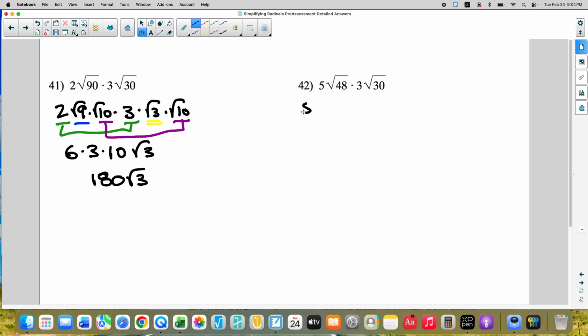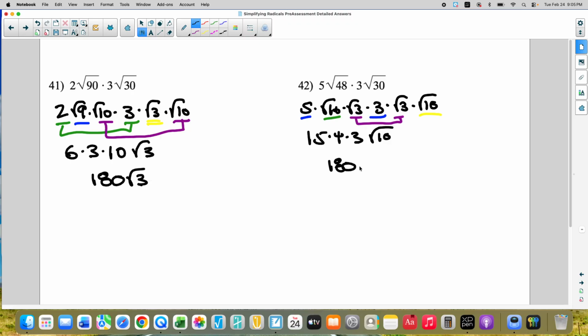That's a good one. 48. I think that's 16 and 3. 16 and 3. Then we'll break 3 into 3 and 10. So I've got my coefficients outside. 5 is outside 3, so makes 15. I've got a perfect square here, which is 4. And then I've got a match also. I've got a match here that we can match. Rad 3 times rad 3 equals 3. And then we've got our leftover rad 10. Well, that's 60. And then 60 times 3 is 180 rad 10.